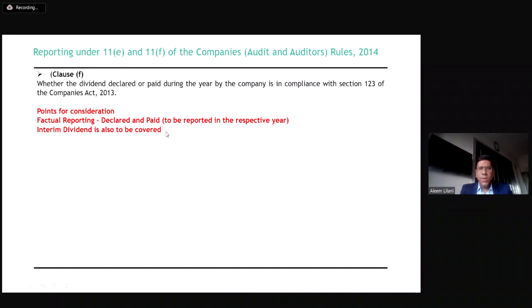The second question is fairly simpler: whether dividend declared or paid during the year by the company is in compliance with the Companies Act. The Companies Act has Section 123 and Section 124, which are detailed on the dividend, and we need to do the reporting on dividend declared and paid, declared and not paid, or paid in the next year. All those scenarios will be covered here. Paid up to the date of the audit report or later, and interim dividend is also to be covered. So again, a lot of guidance in the implementation guide. You can read that.